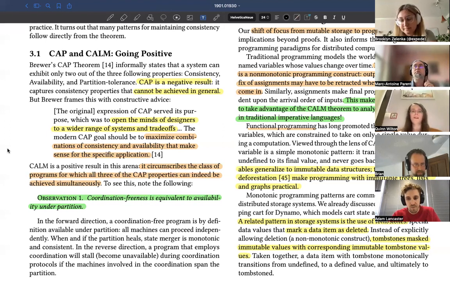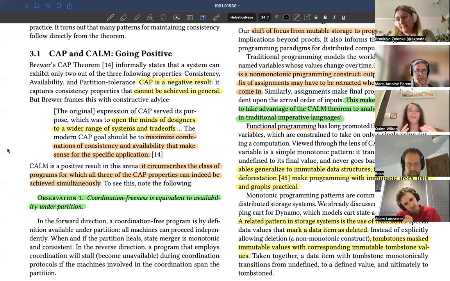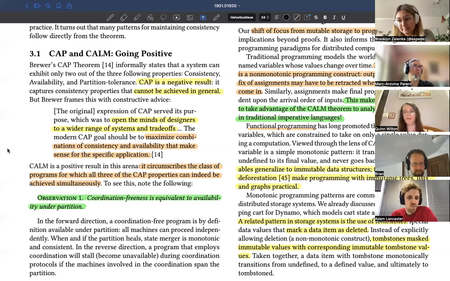With the CALM theorem, though, when you have logical monotonicity, you actually manage to achieve all three of these goals, because the computations that you're doing are logically monotonic and can always operate under these subsets of data while progressing towards the final calculation that you want. And so even when you have a network partition, you can just continue communicating with whatever nodes you have access to. And when that partition is eventually healed, if it is ever healed, they can just merge all of their results back together, essentially.